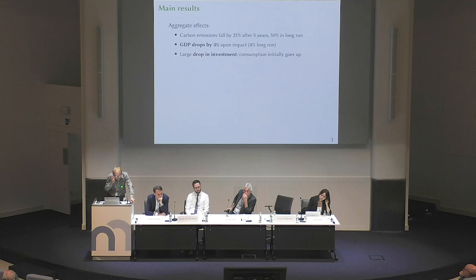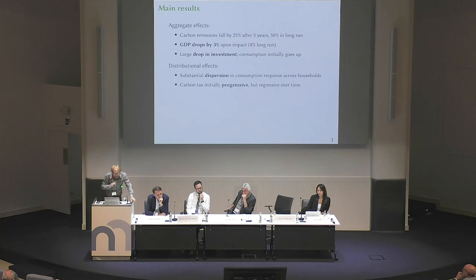So what do I find? This tax is quite effective: carbon emissions are going to fall by 25% after 5 years, 50% in the long run, but that comes at a cost. GDP is going to drop by about 3% initially and 4% in the long run. It's important to note that I don't take into account the possible benefits of reducing climate change, so that might actually boost GDP. Absent this, GDP is going to fall by 4% in the long run. And that fall in GDP comes along with a large drop in investment and a transitory increase in consumption.